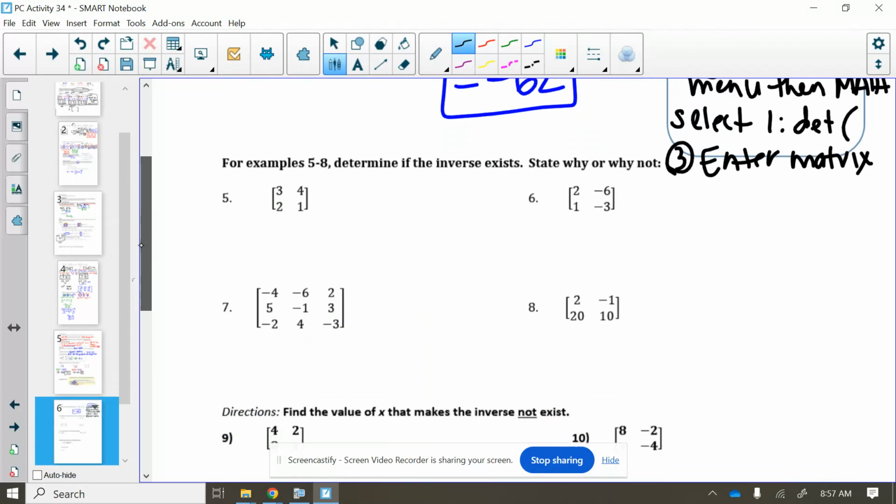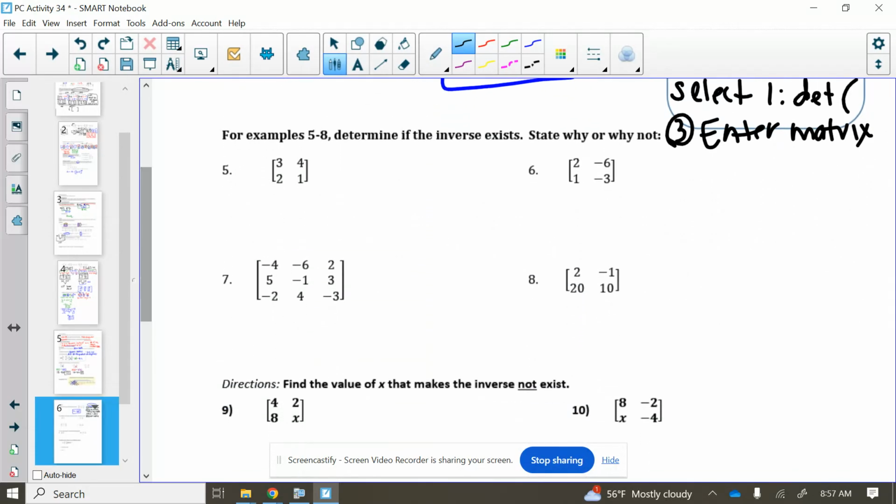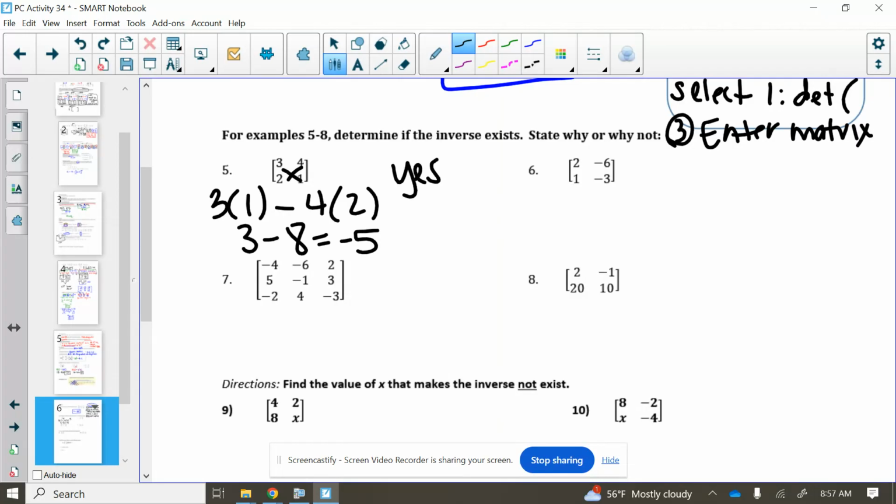Now, once we know how to find a determinant, we want to decide if our inverse itself is going to exist. In this case, we have A times D, 3 times 1, minus B times C, 4 times 2. We end up with 3 minus 8, so negative 5. The answer here is going to be a yes. We have a square matrix, and the determinant does not equal 0, so this matrix will have an inverse.